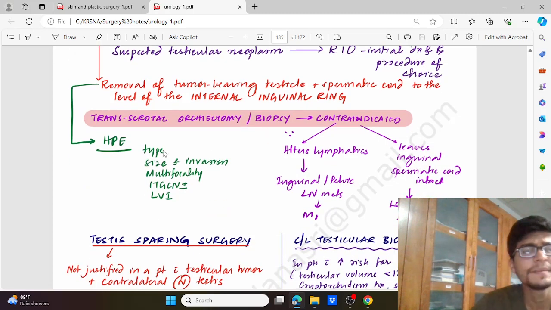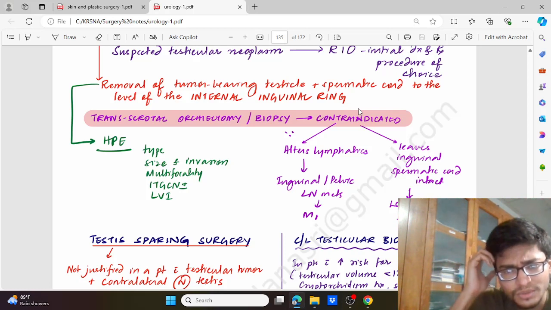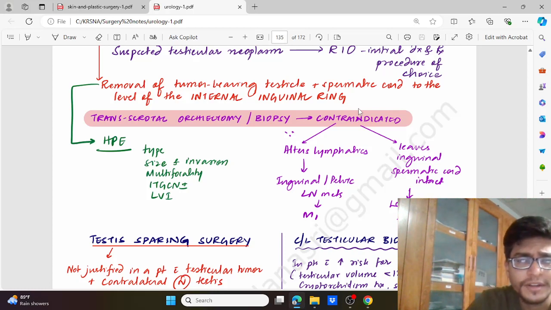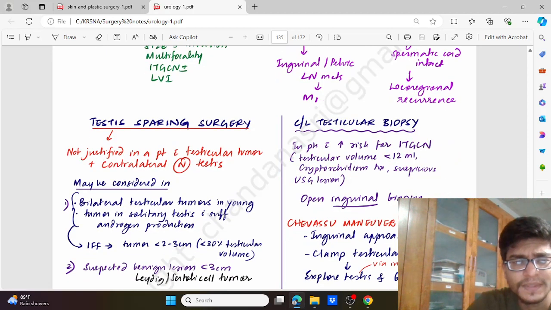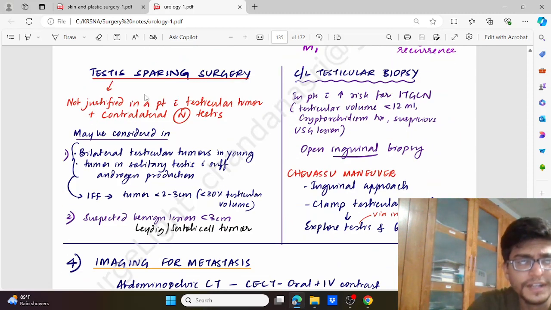Histopathology will tell us the type, size and invasion, multifocality, intratubular germ cell neoplasia, lymphovascular invasion. Biopsy or transscrotal orchidectomy is contraindicated because it alters lymphatics and inguinal pelvic lymph node mets, resulting in distant metastasis, and leaves the inguinal spermatic cord intact where there is a chance of recurrence. Then testis sparing surgery, generally it is not justified.